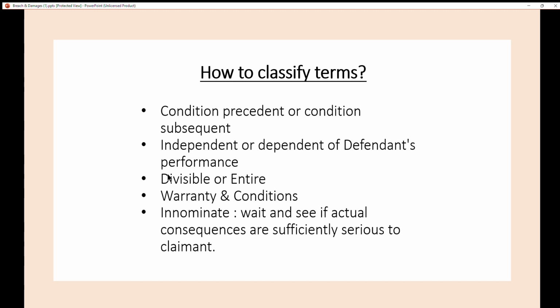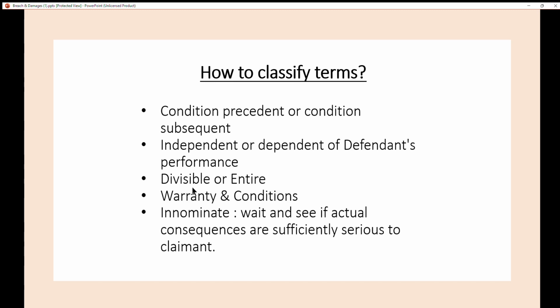And then, is it divisible or entire? For some terms, the moment you breach one term, the whole contract, all the terms being grouped together, is breached. Some are divisible. So one term is breached, but the other terms are still not breached. So the contract can be divided.